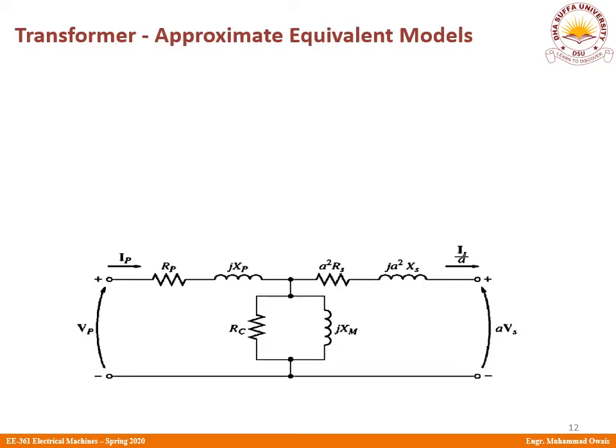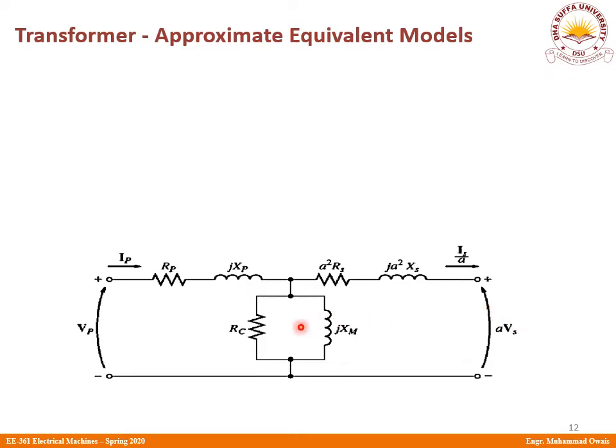Although we have simplified models by referring models either to the primary side or to the secondary side, still these may be a bit complicated for some of the engineering applications. So we can still afford to simplify these circuits further. For instance, if you look at the circuit shown here, this is a transformer equivalent circuit which has been referred to the primary side.